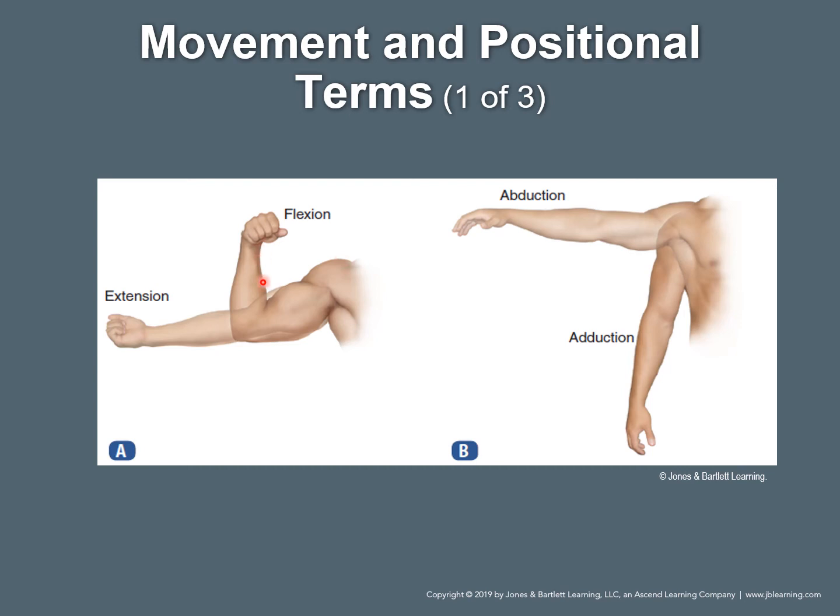Extension is return of a body part from a flexed position to the anatomic position. In the anatomic position, all extremities are in extension. So when you stretch it out, you're extending it. That's extension. Abduction of an extremity moves it away from the midline. Okay, so when your arm's here and you lift it to this point, that is abduction. Adduction moves the extremity towards the midline, so you drop it back down here, and that is adduction.